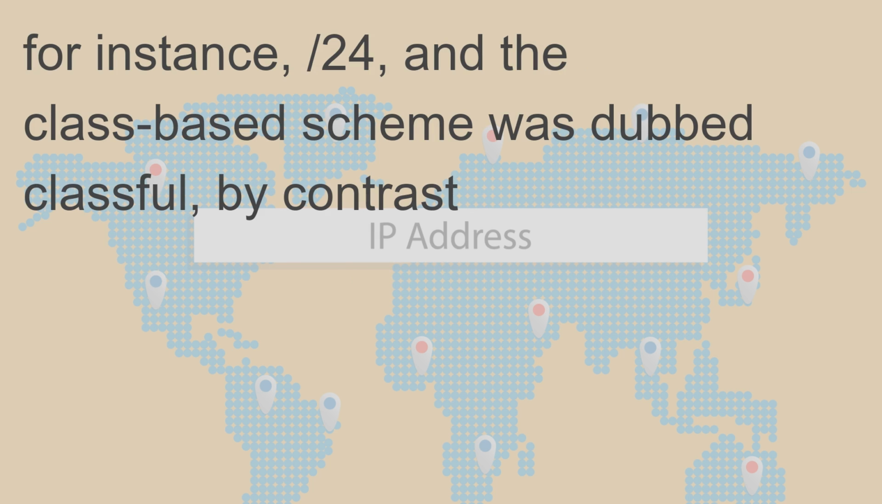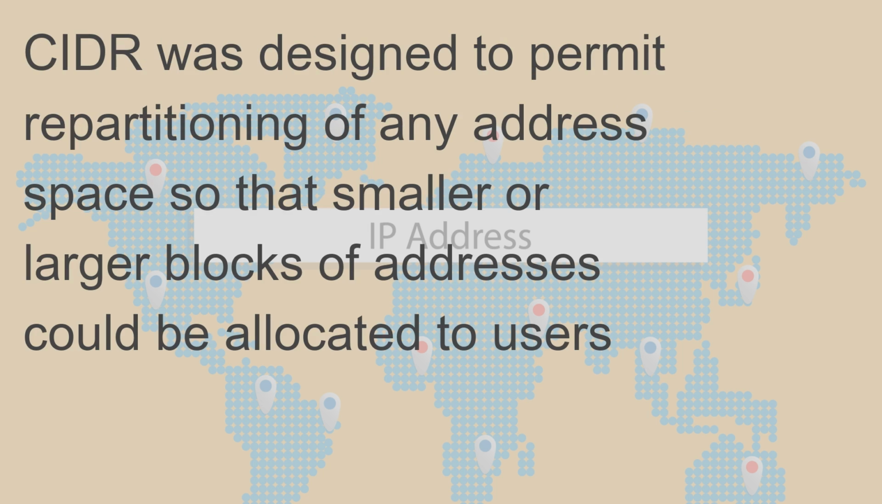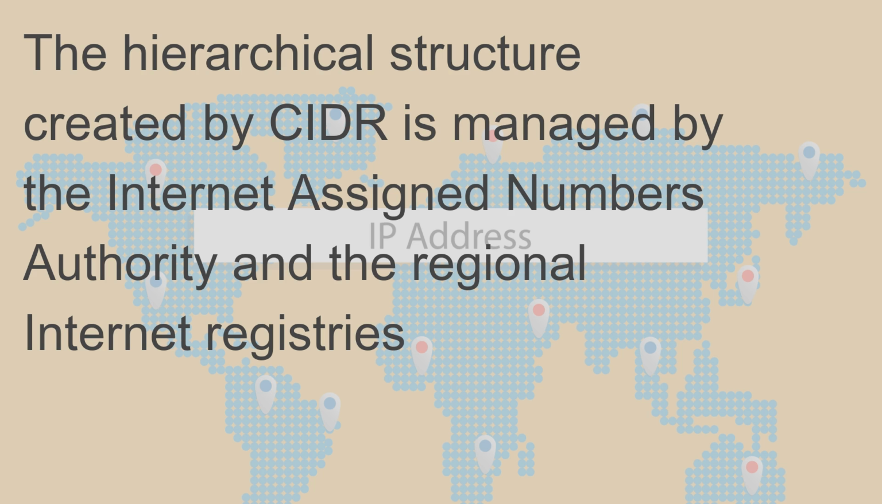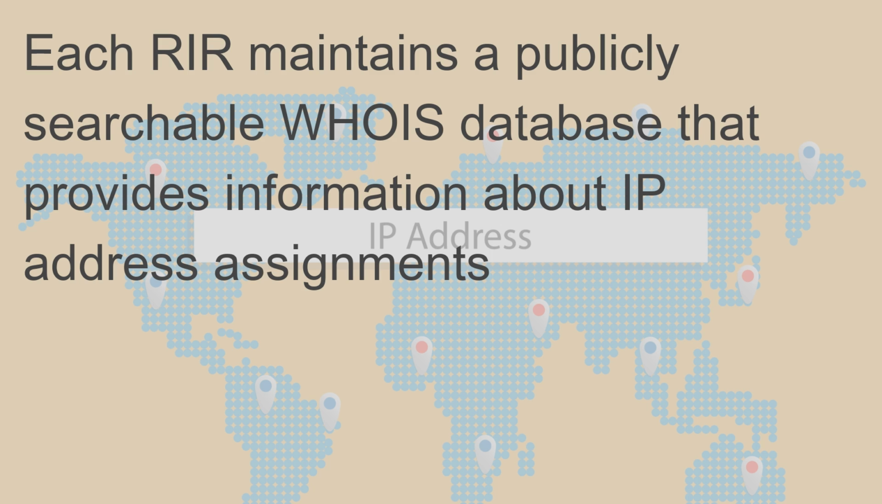By contrast, CIDR was designed to permit repartitioning of any address space so that smaller or larger blocks of addresses could be allocated to users. The hierarchical structure created by CIDR is managed by the Internet Assigned Numbers Authority and the regional Internet registries. Each RIR maintains a publicly searchable WHOIS database that provides information about IP address assignments.